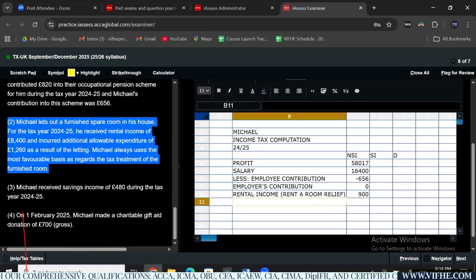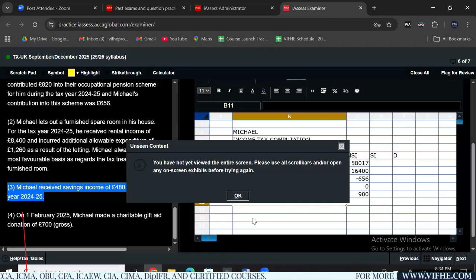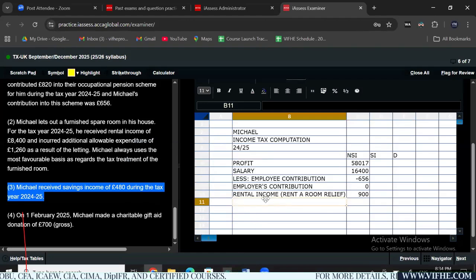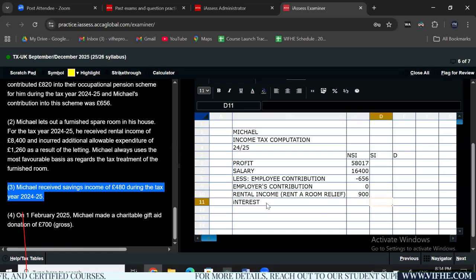And then it says that Michael received savings income of 480 during the tax year 24-25. So savings income would mean that he must be receiving interest, the savings income. 480 shall be mentioned under the savings column.